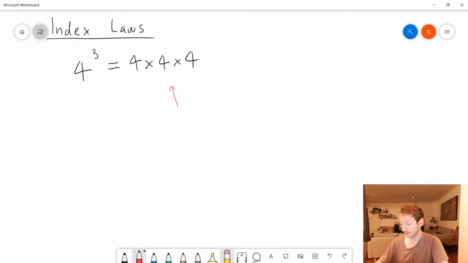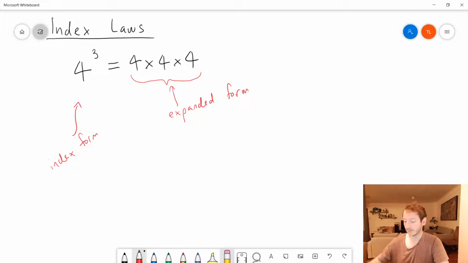This over here is expanded form. And this side over here is index form. And then we're going to label a few things. This is the base.